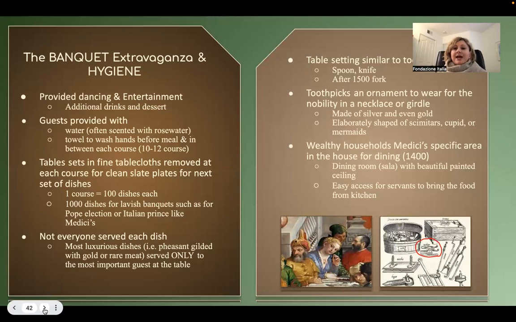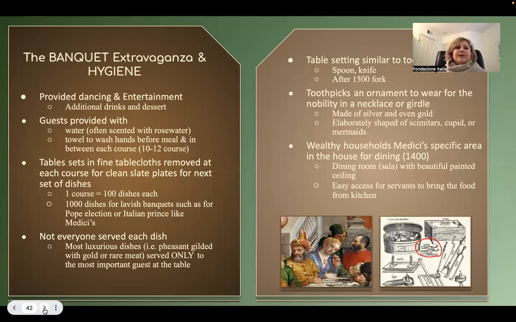The table setting had the regular spoon and knife, but after 1500, the fork is introduced. Another interesting fact: the toothpick became an ornament to wear like a jewel, in a necklace or in the girdle. It was made of silver or gold, and elaborately made in the shape of a cupid or mermaids.